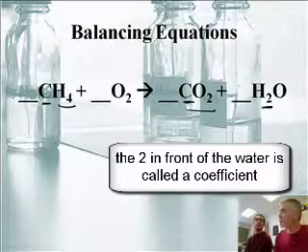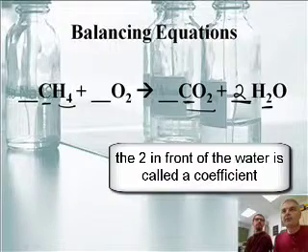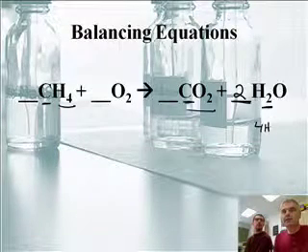So I'm going to change the coefficient. Put a 2 in front. I got this little line here to help us know where to put the coefficient. And that gives me a total of 4 hydrogens on this side, the 2 times the 2. And my carbons were good. Now let's do the oxygens.